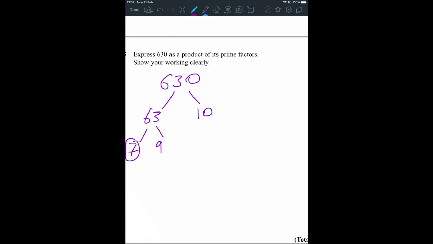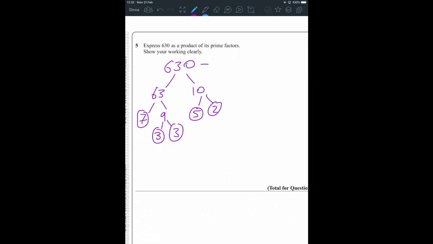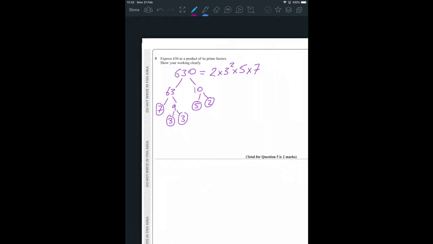7 is prime, circle it. Split up the 9. And then 10 over here is 5 and 2. I've now finished my prime factor tree. So I now need to just collect it all together, as so. Notice I've collected the 2 3's together to make a 3 squared.